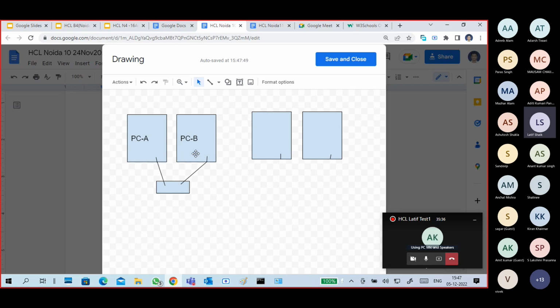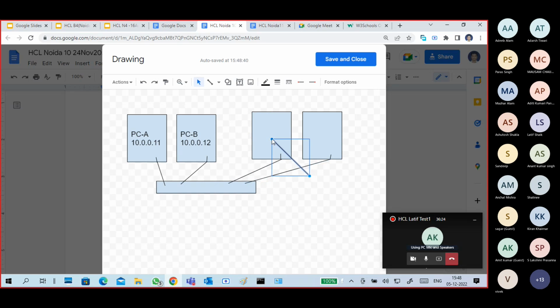Compulsorily they should have an IP address. For example, this IP address is 10 dot. I'm taking 10 dot because it is a small one, to explain. For unique identification, this part is common in both; the only change is this one is 11 and this one is 12. So there is a small variation in the same network. I will put this on a wireless kind of concept, so I'm putting everything in wireless mode only to avoid confusion.